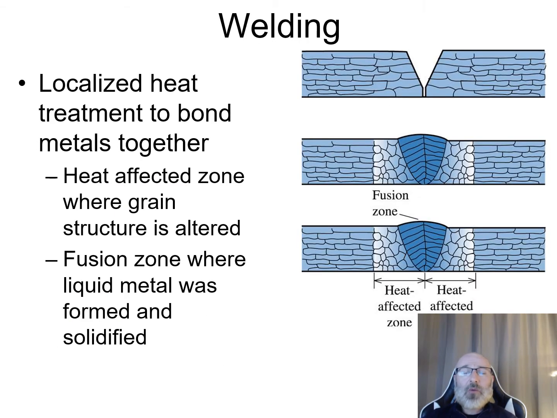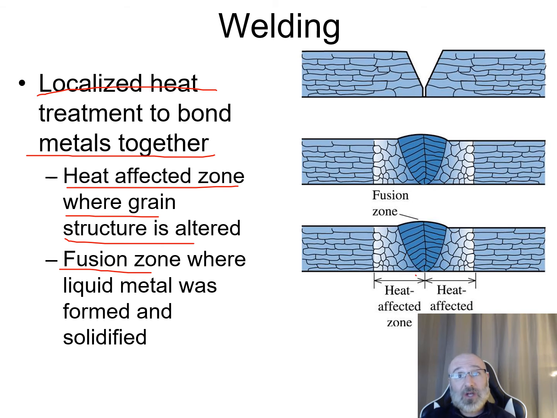So what is welding? Well, we can take a look here. This is going to be a localized heat treatment that's used in order to bond metals together. Within this, we can take a look at our heat affected zone and our fusion zone. The heat affected zone is where grain structure is going to be altered. So we can see here's our heat affected zone right there and right there coming along these sides here. That's our heat affected zone right there. Then we have our fusion zone, which we can see defined right here. And our fusion zone is where the liquid metal was formed and solidified.